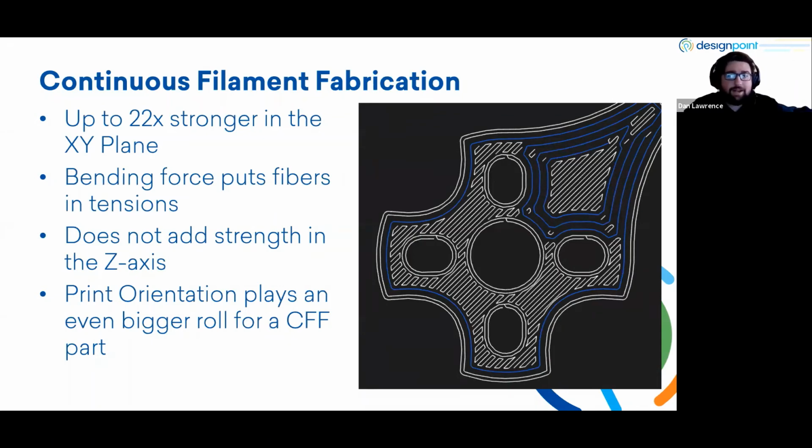And you might even look to split up your part if you need to have your part printed in one orientation for one specific reason, but you need to withstand a force that's kind of contradicting that orientation. You might even want to look into splitting the part so you can actually withstand that force or that load.